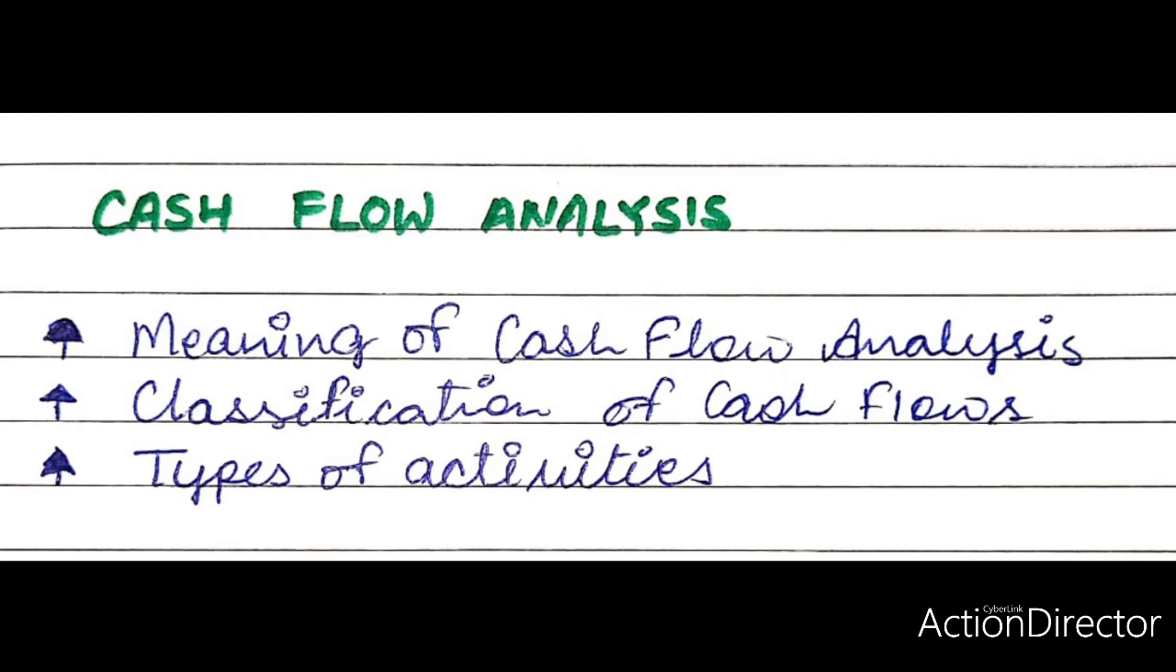Cash payments for future contracts, forward contracts, option contracts, and swap contracts, except when the contracts are held for dealing or trading purposes, or the payments are classified as financing activities. And cash receipts for future contracts, forward contracts, option contracts, and swap contracts, except when the contracts are held for dealing or trading purposes or the receipts are classified as financing activities.